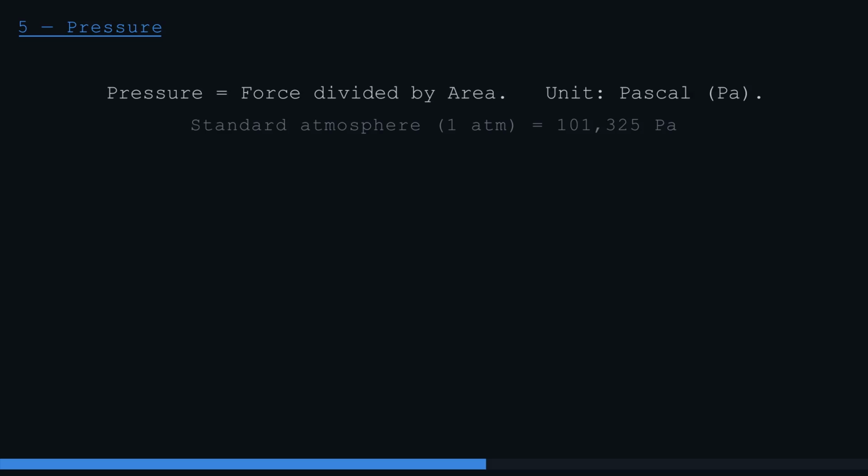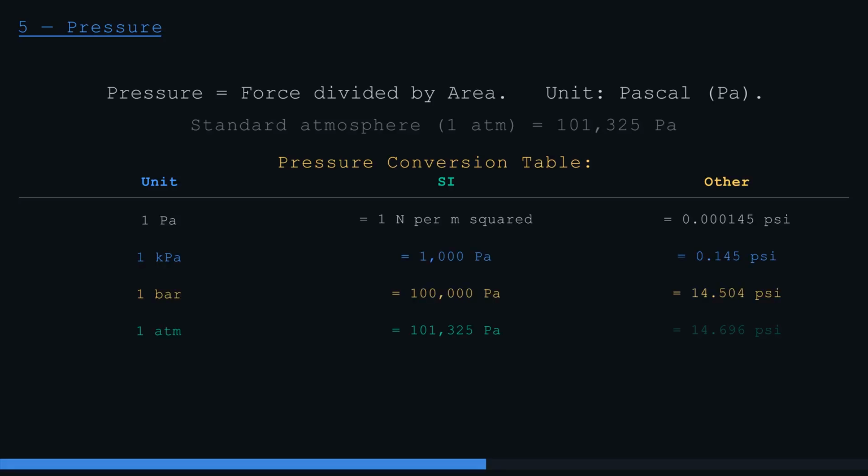Pressure equals force divided by area. The SI unit is the Pascal. Standard atmospheric pressure is 101,325 pascals. Here are the key pressure conversions. 1 bar equals 100,000 pascals, or about 14.5 psi. 1 standard atmosphere equals 101,325 pascals, or 14.696 psi. 1 psi equals 6,895 pascals. Inches of mercury, or inHg, is used for altimeter settings in aviation.